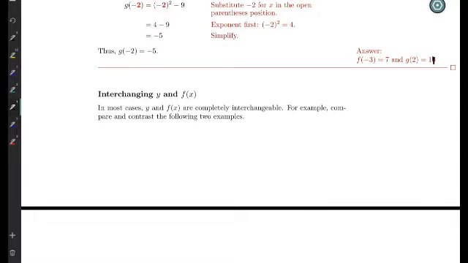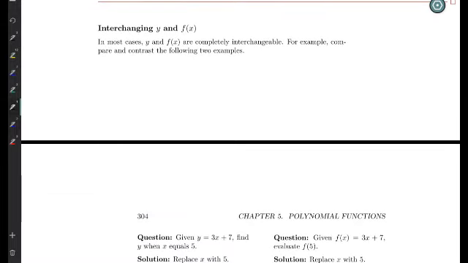Interchanging y and f of x. This can be a little tricky. So in most cases, y and f of x are completely interchangeable. I have to look at the context.